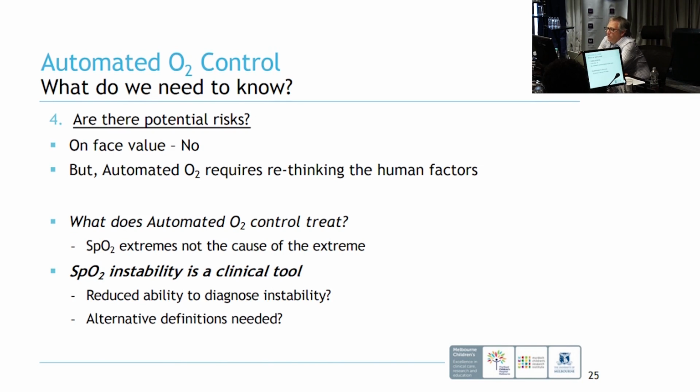Because automated oxygen control is treating SpO2. It's not treating the cause of the change in SpO2. So it's not able to say, you've got an infection and you need to treat that. So we need to be aware of that.